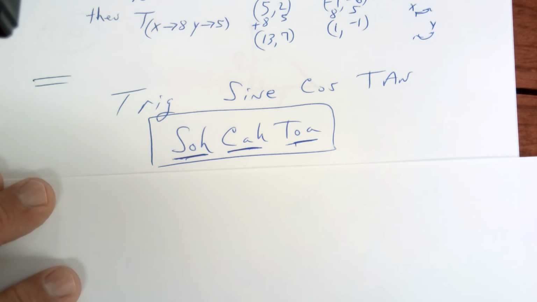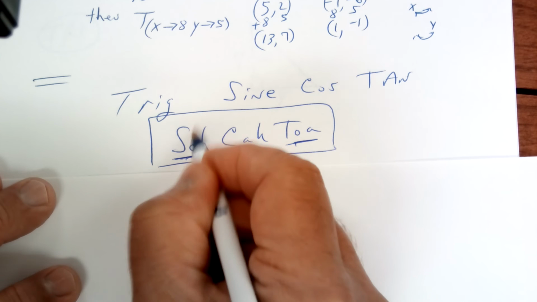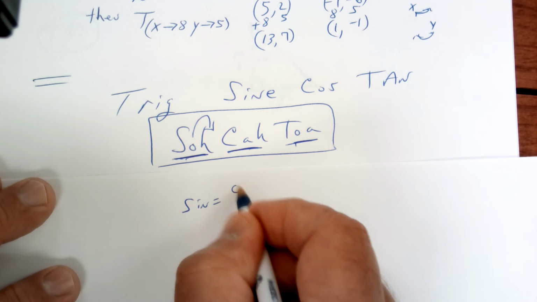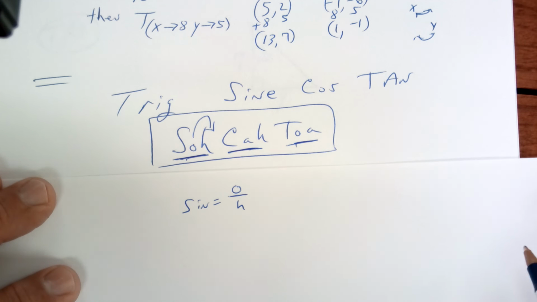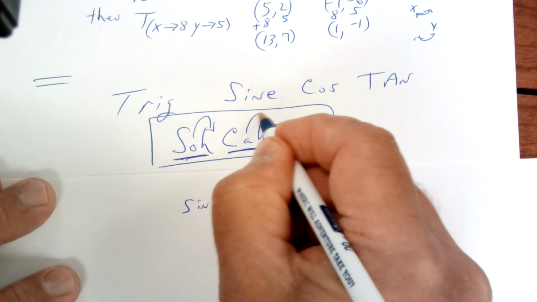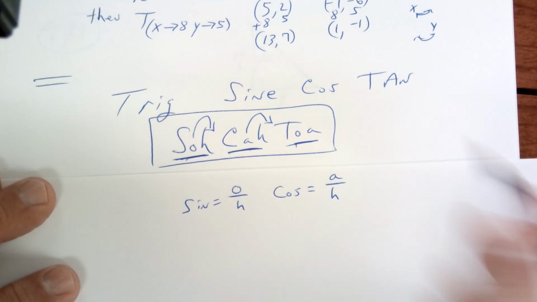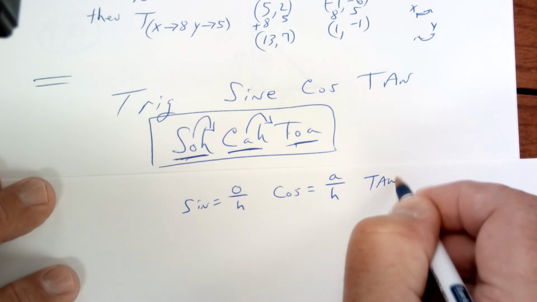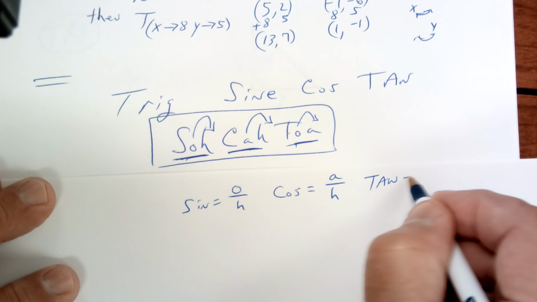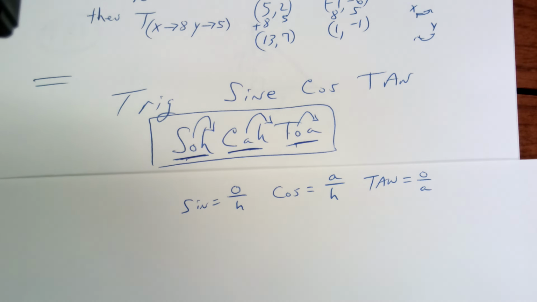This says that sine is equal to the opposite on top of the hypotenuse. This one says that the cosine is the adjacent over the hypotenuse. And then finally, this one says that the tangent is opposite over adjacent. Write that down. Those are the trig functions, and this is the way kids memorize it. SOHCAHTOA. Let's take a look at one here.